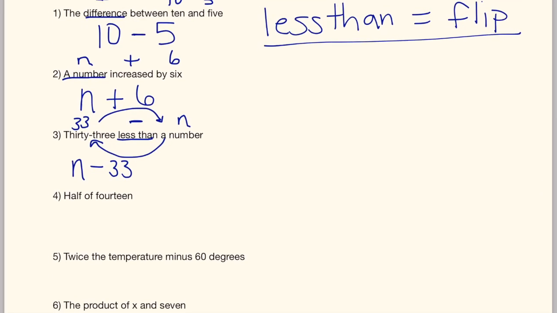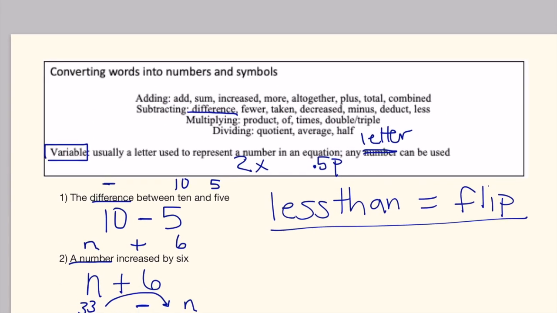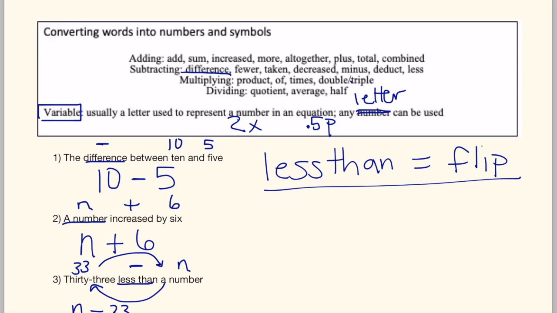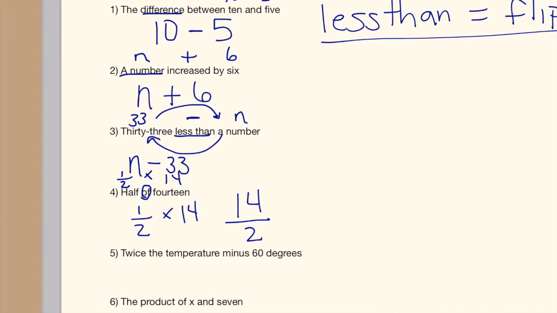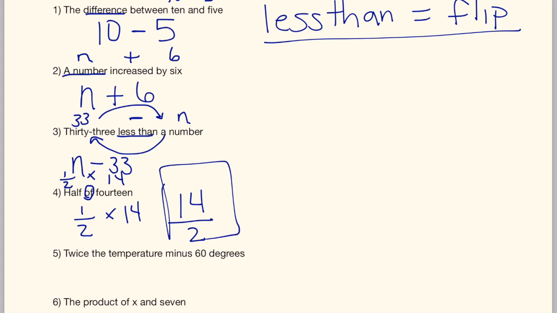So we're going to look at 4 and 5. Half of 14. With half of 14, of means we're multiplying. So we have 1/2 of 14. What we could do is say 1/2 times 14. Or instead, half, we could write it like 14 over 2. Because if we look back at the top at our notes, half means to divide. And when we have half, we are dividing by 2. So in this one, we can say 14 over 2.